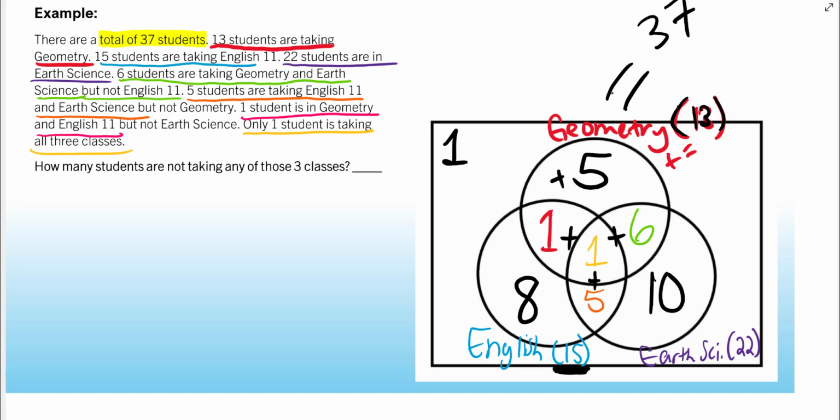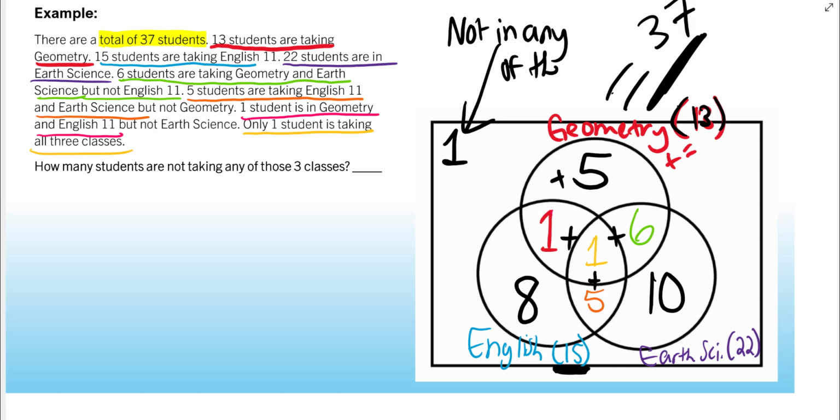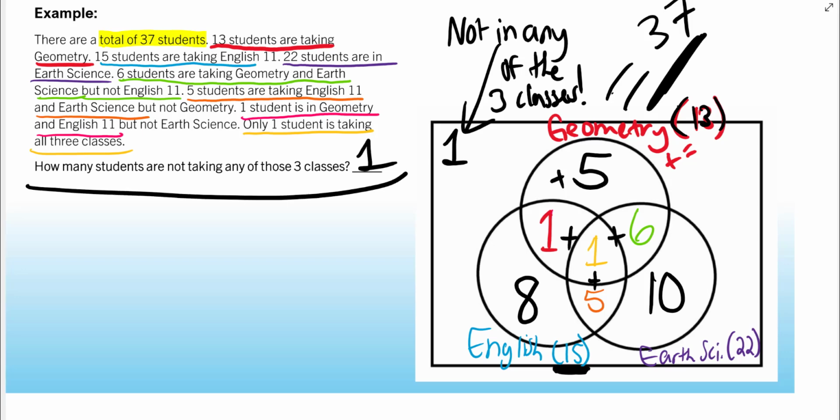If you add them all up, it equals 36, but we know the total is 37. So that means that we have 1 student that's in none of those classes. Not in any of the 3 classes. So again, that would be the answer to the main question.